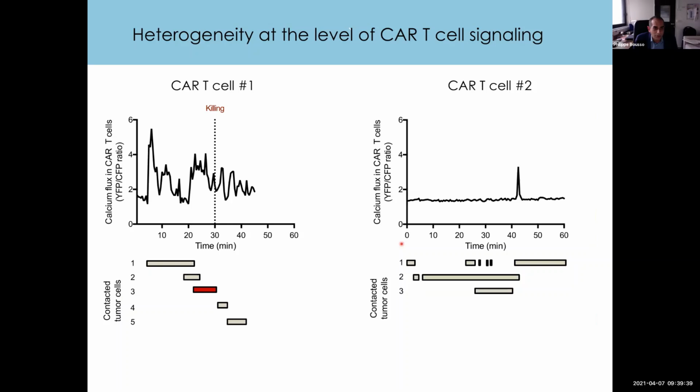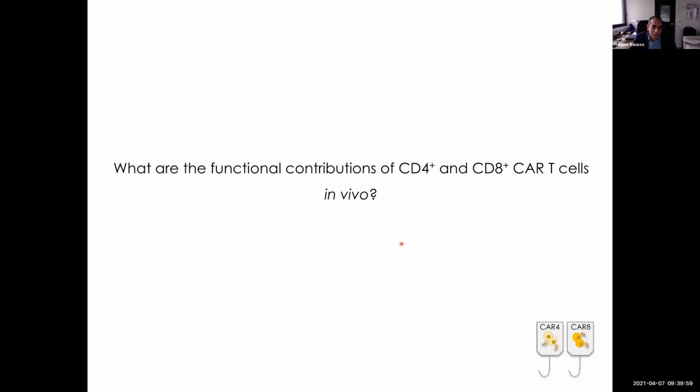So if you look at the calcium trace, it's strikingly different, indicating that at least part of the functional heterogeneity in the CAR T cells comes from the way they signal during contact with their targets. So a lot of heterogeneity with a relatively homogeneous population. So what about CD4 and CD8 CAR T cells? And I will refer to them as CAR4 and CAR8 for the sake of simplicity.